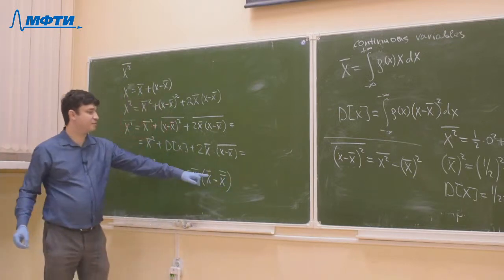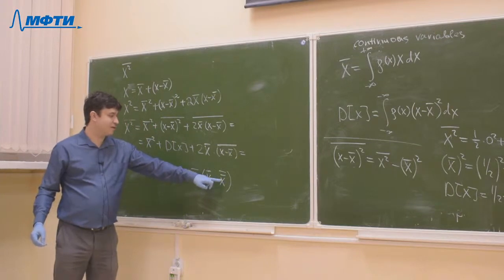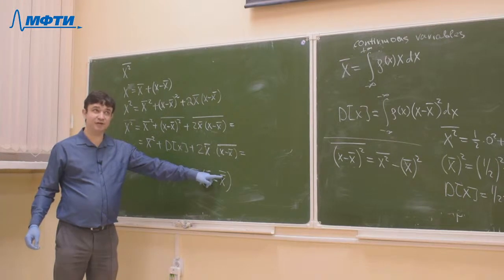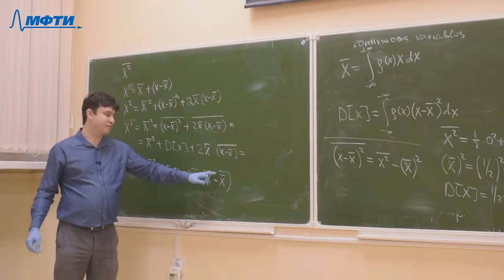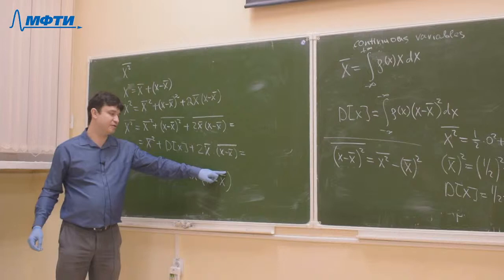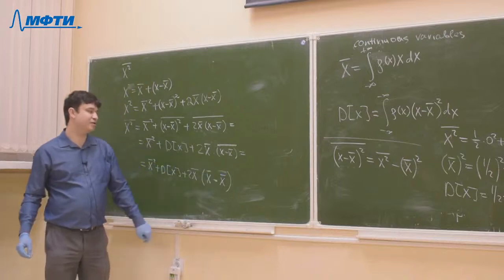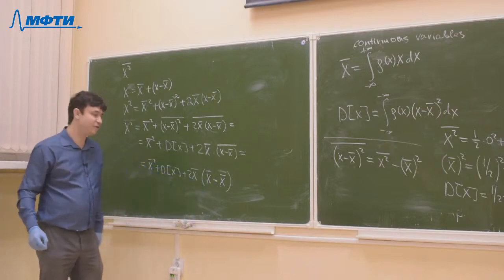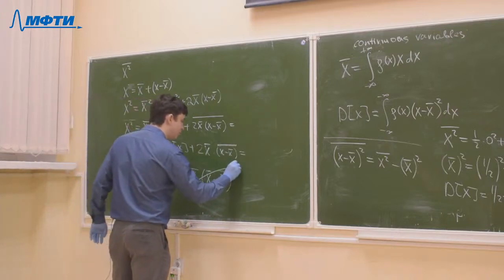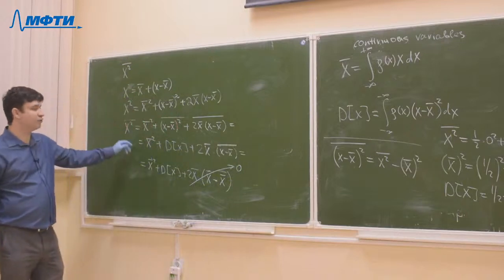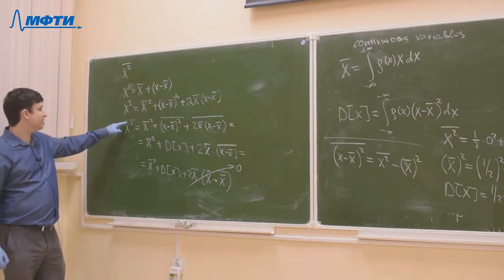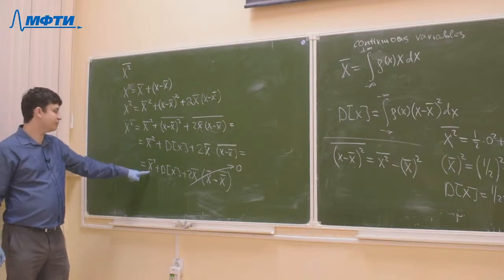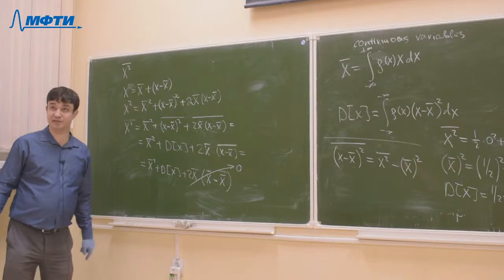So now we have something interesting. We have x average average. Okay, x average is a constant value, but when we take the average of a constant value, it remains the same constant value. So we can take out the second averaging sign from here, and then we have the difference x average minus x average, which is exactly 0. So this ends the proof of the theorem. So indeed, the average of the squared value is equal to the squared average plus variance.